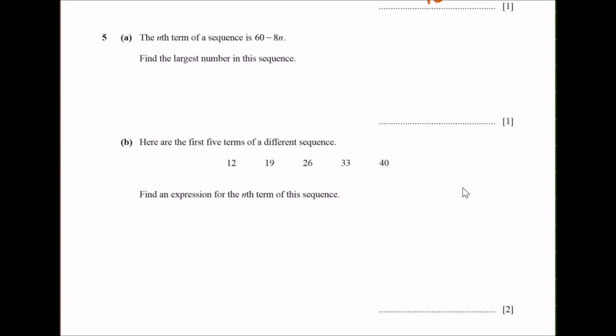Finding the largest value means n should be smallest, and when we start finding terms, we always start with n equal to 1. So n equal to 1 will give us the largest value. What will we be doing? 60 minus 8 into 1, that is equal to 52. So right here, 52.